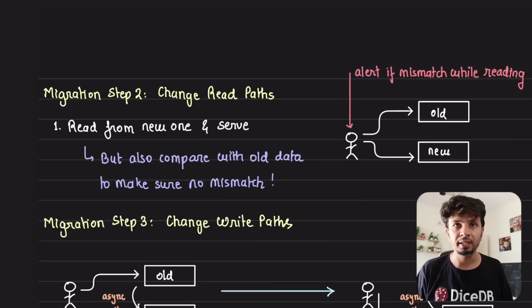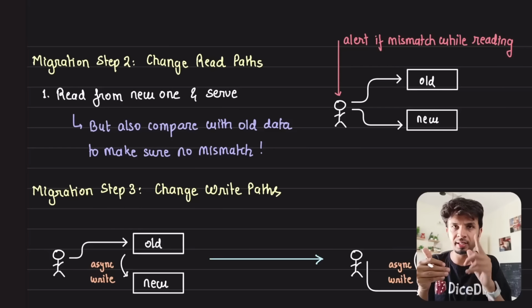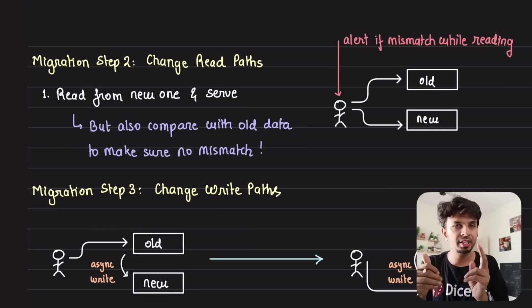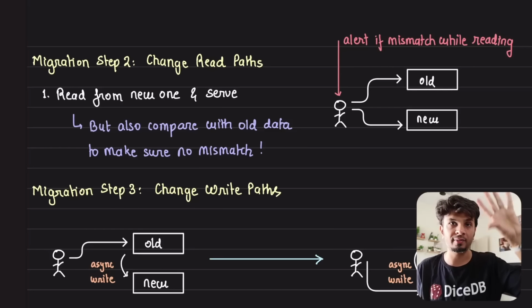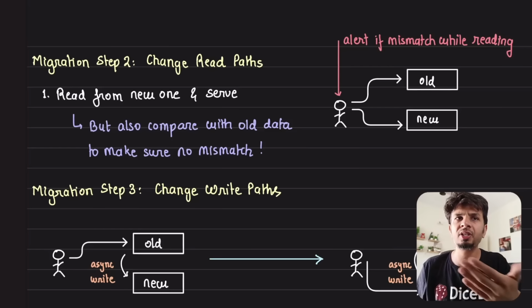Now, next part, which is step number 2. Now that you have your data backfilled, number 1, new changes are going to the new collection, number 2, both of them are sorted. That was step 1. Now step 2, you have to change the read path. It's very simple. You have to change your read path from one to another.